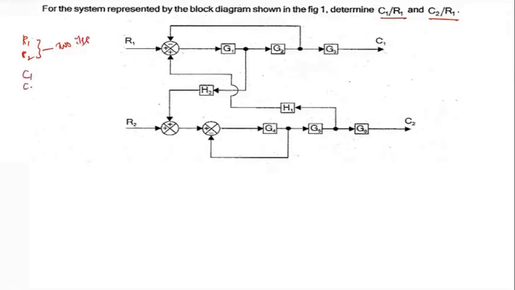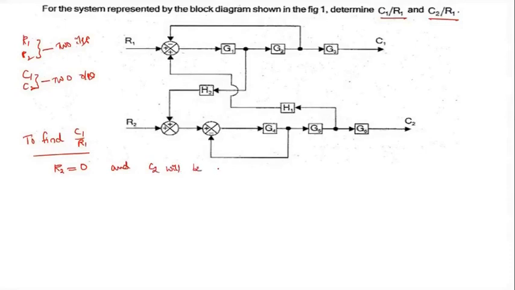Whereas C1 and C2 are the two outputs. Suppose, for example, if you want to find C1 by R1, R2 should be considered 0 and C2 will be neglected. C2 will be neglected, meaning this will not be there.